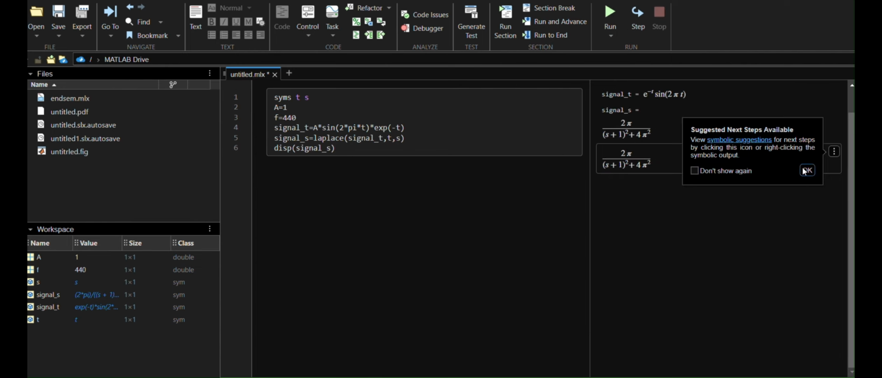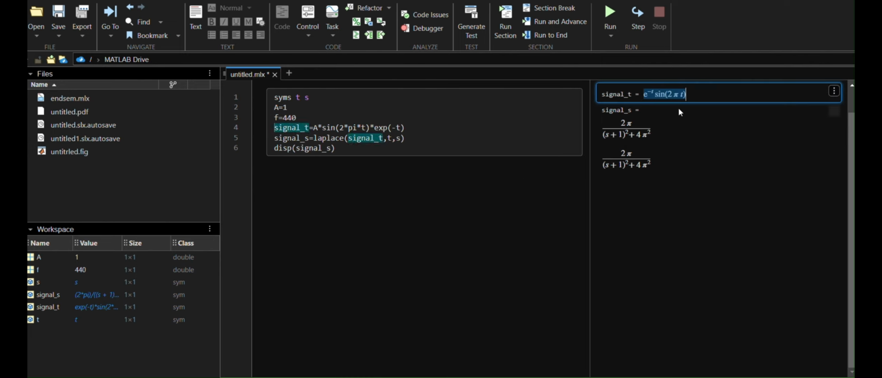Yeah, now it's coming. The given function is 2 pi divided by (s plus 1) whole square plus 4 pi square. So the signal of t is equal to e power minus t into sine 2 pi t. It is the given signal. Now the time domain signal is converted into the Laplace domain: 2 pi divided by (s plus 1) whole square plus 4 pi square. So using the inbuilt function we can directly convert the time domain to the complex domain. It is very easy for converting.